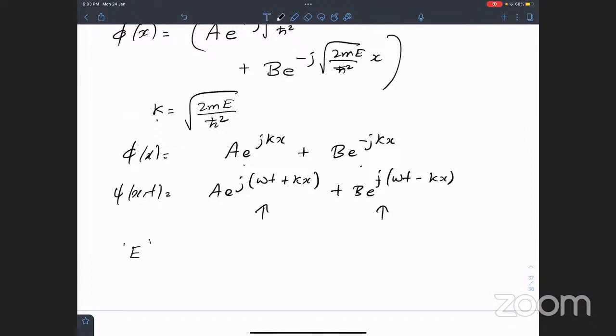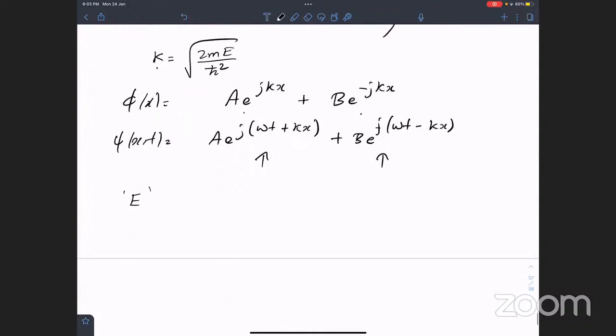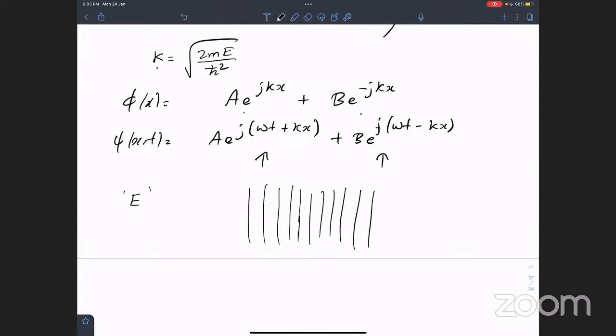P squared by 2m is E. So P is nothing but root 2mE, right? It has a certain kinetic energy E. Then I know that the electron is actually delocalized. In an empty universe, an electron of certain energy is found really everywhere. It's not localized at all. Why is it not localized? Because there's nothing to localize it. I need some other charge to capture it and so on, right? This is a completely free electron.